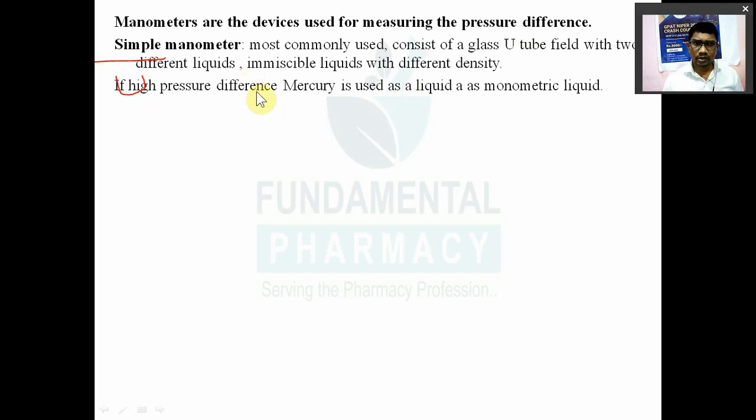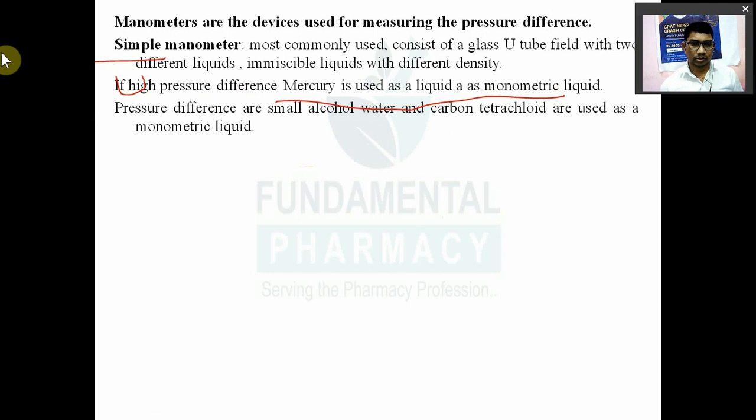Mercury is used as a manometric liquid in the manometer. The other liquid can be different. If the pressure difference is very small, if you want to measure a very small pressure difference, then you can use alcohol, water, or carbon tetrachloride. They are also used as manometric liquids.